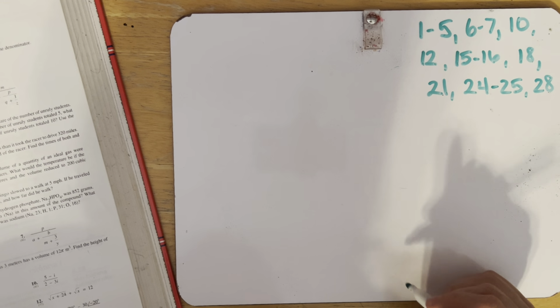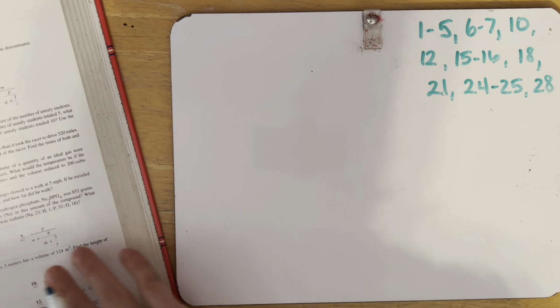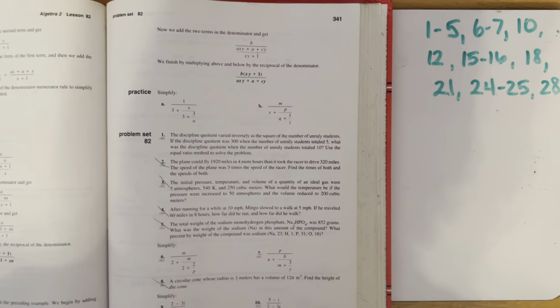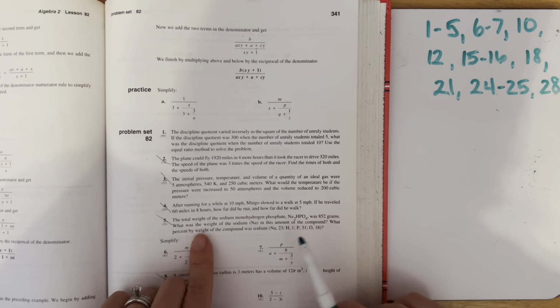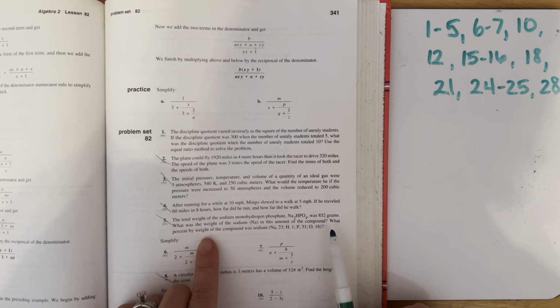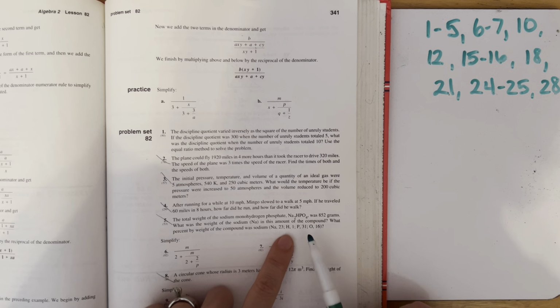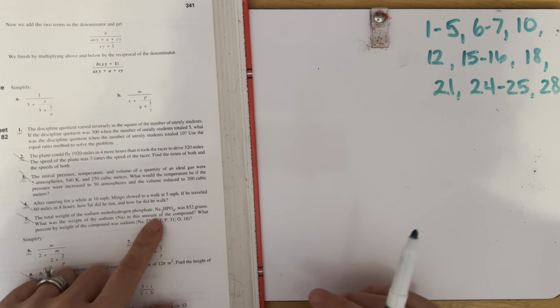Number 5, the total weight of the sodium monohydrogen phosphate, and then they're showing you the number here, was 852 grams. What was the weight of the sodium in the amount of the compound? What percent by weight of the compound was sodium? Okay, this is a ratio problem. I think you know how to do these.